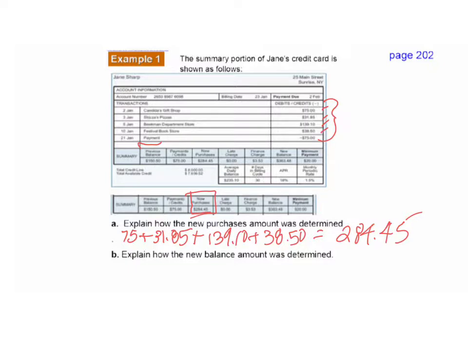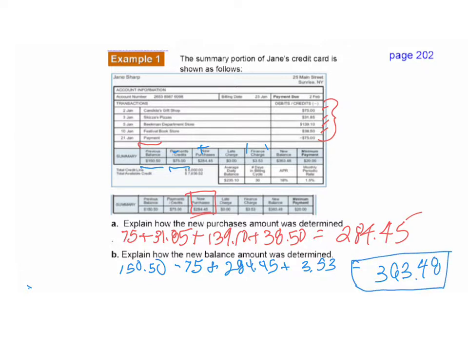The new balance amount is somewhat straightforward. You take the previous balance right here, 150, that's what you had at the close of the month last month. They subtract any payments. She paid $75, so they go minus 75. There's the payments. They subtract that. They add the new purchases. So this is a subtract. This is a plus. So it would be plus 284.45, what we just determined for A, plus the finance charge. Here's the finance charge. If there was a late charge, we'd put that in there too. But the finance charge is $3.53. There is no late charge. And our new balance comes out to $363.48. That's the answer to B. This is the answer to A. Get that down in your notes. When you're ready to proceed, please hit play.